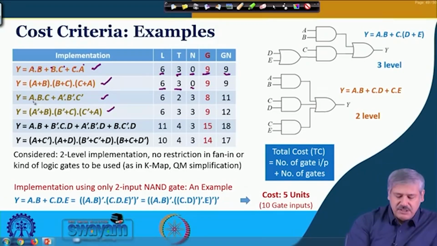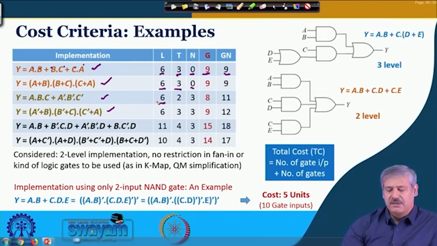So, the literal cost in the first place is 1, 2, 3 and 4, 5, 6, that is 6. Number of terms: 2, 1 and 2, right, and inversions required are A prime, B prime, C prime, so 3. So, the gate input cost without NOT gate count, literal cost plus number of terms, is 6 plus 2, which is 8, and in the other case, including NOT gate count, it is 11.